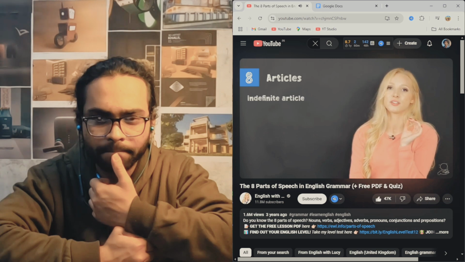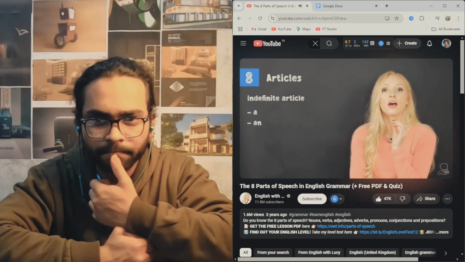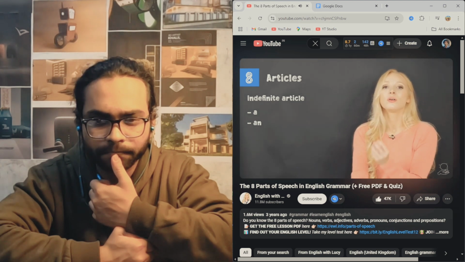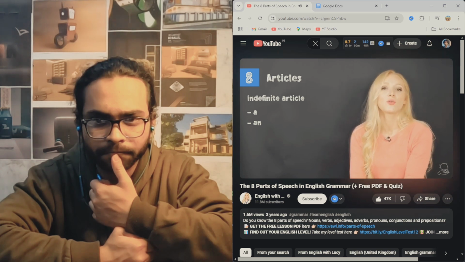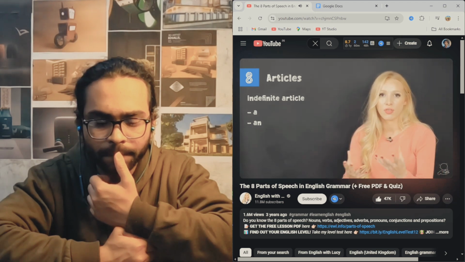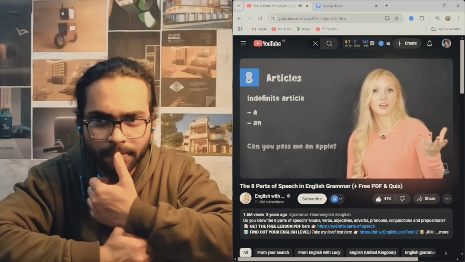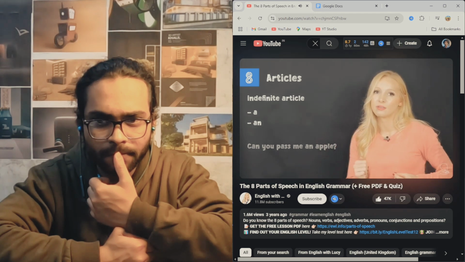The indefinite article is a or an. It is a when it precedes a word that begins with a consonant, or it is an when it precedes a word that begins with a vowel. The indefinite article indicates that a noun refers to a general thing, a general idea rather than a specific thing. Can you pass me an apple? Note that I said an because it starts with a vowel sound.